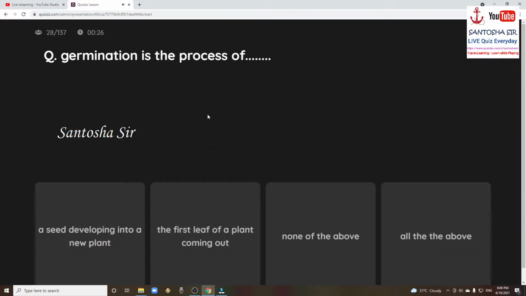Germination is the process of what? A seed developing into a new plant, the first leaf of a plant coming out, or both, or none?